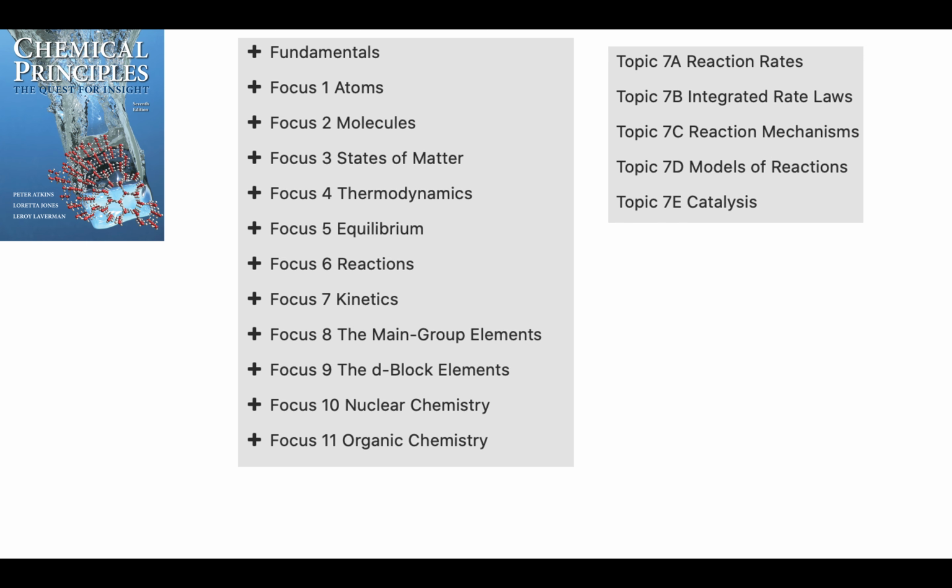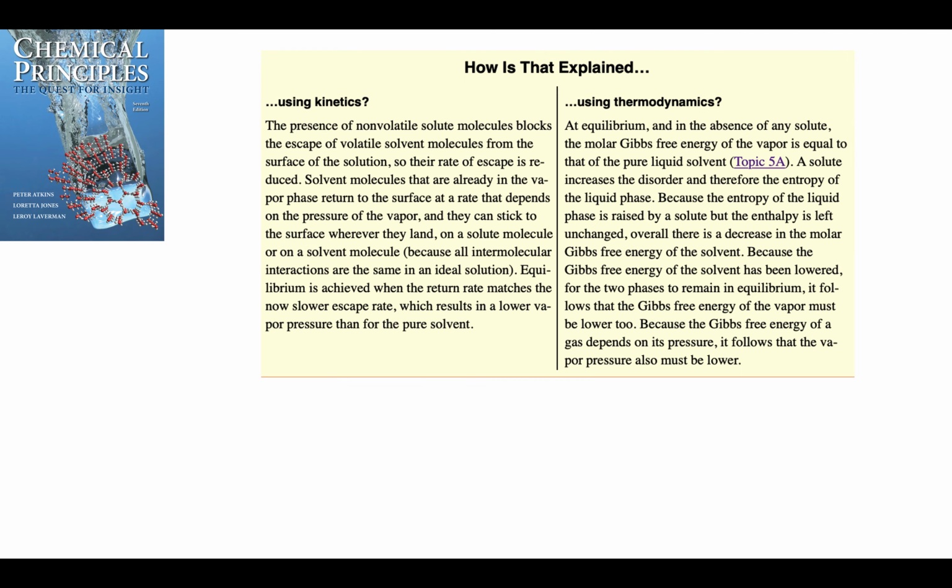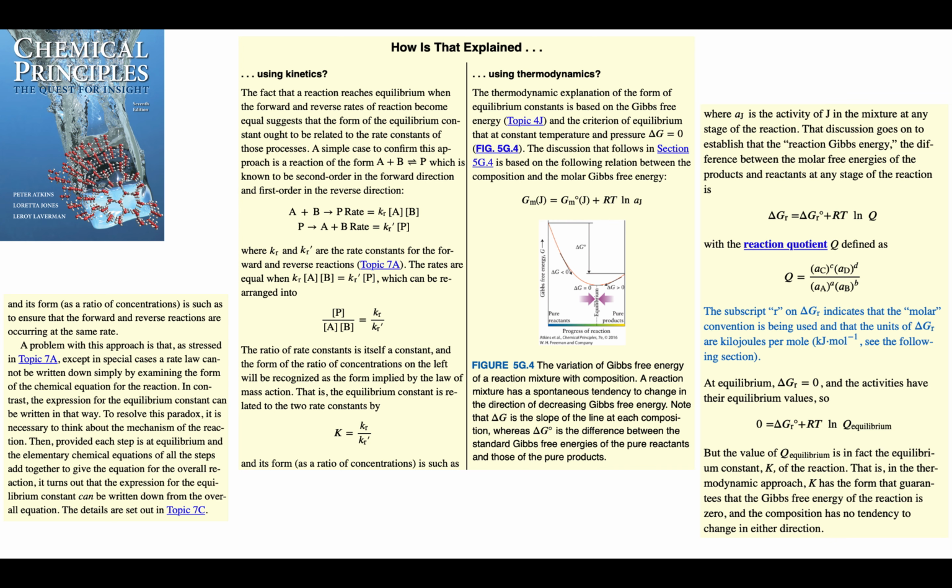Now, Atkins, similar to Petrucci, is putting kinetics following equilibrium and building up this thermodynamic explanation. But he tries to support both of them. When the topics come up, he has these sections. Well, what if we wanted to explain this using kinetics? What if we wanted to explain this using thermodynamics? He uses that when describing vapor pressure, when describing different aspects of equilibrium.